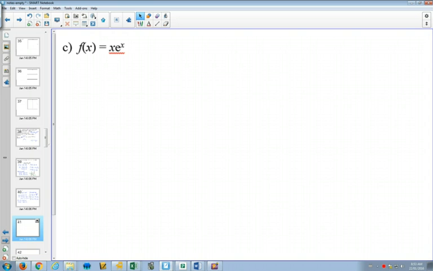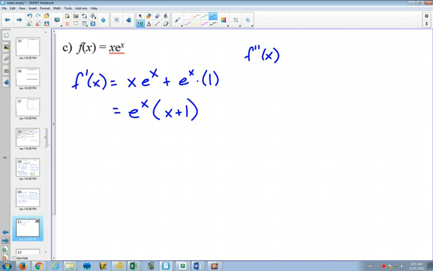So again, find your first and second derivative. Once you've got your first derivative using the product rule, you keep the first the same times the derivative of the second. And you might notice, oh, I could factor that. If you factor that, you'd get e to the x times x plus 1.